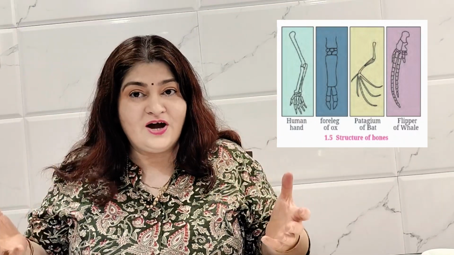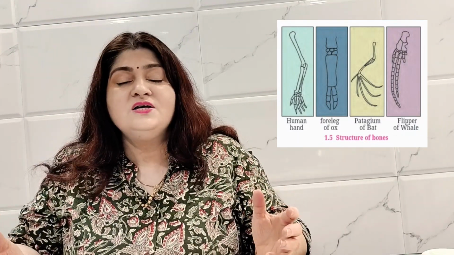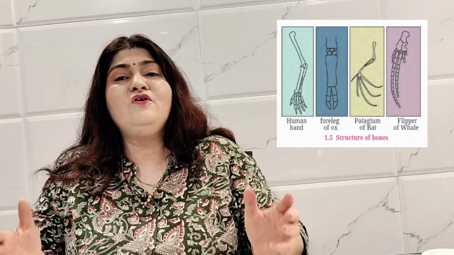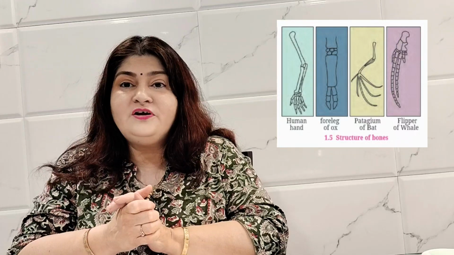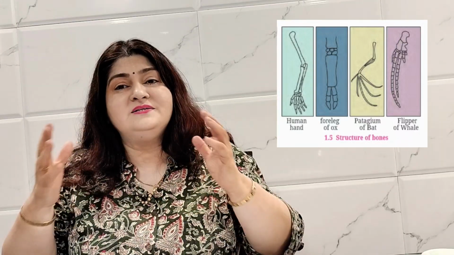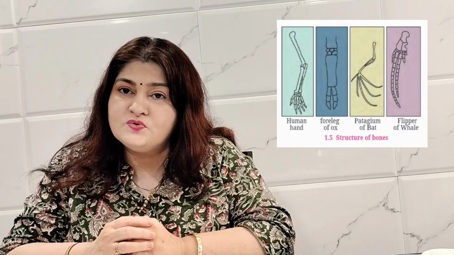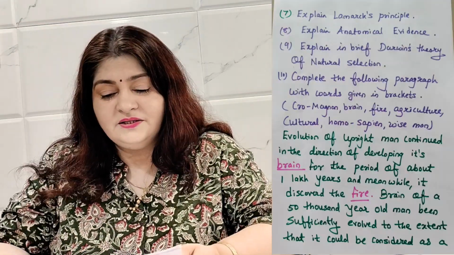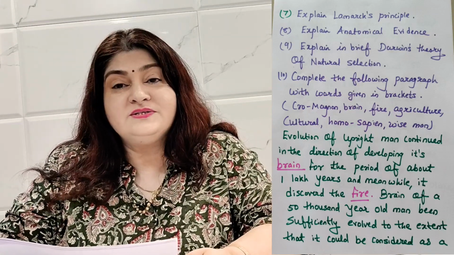So all these organs are used for doing different functions, but their similarity in bone and bone joint expresses that they have common ancestors. So this anatomy, the study of anatomy, explains that all these animals are different, but they have a common ancestor in the past, and therefore their bones and bone joints show quite a similarity. Then 9th question, explain in brief Darwin's theory of natural selection.